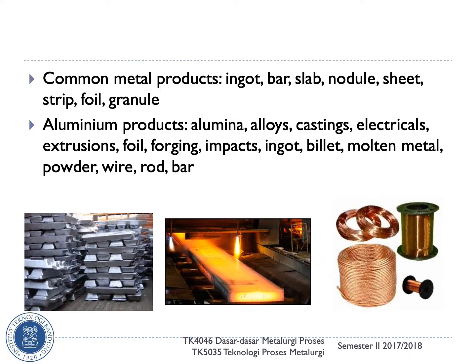So these are the common metal products from the metal industries. The first one is ingot, like an ingot of gold or an ingot of aluminum, and then also bar. A bar is like a big block. And also slab, nodule, sheet, strip, foil, or granule.